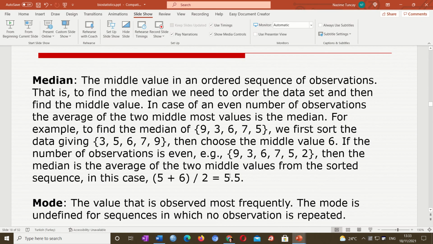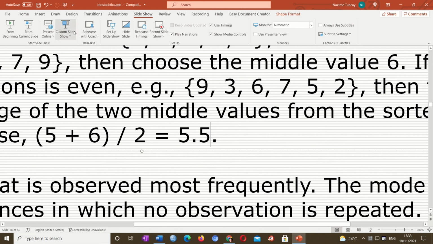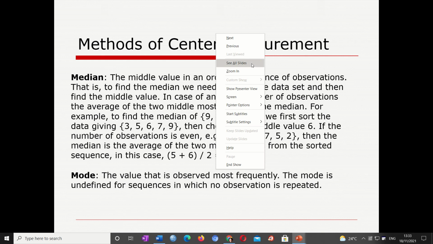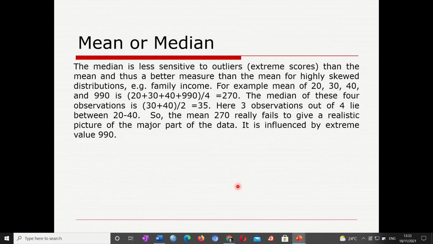We solved many questions about this. Mode was the highest frequency. Oh, wait, you cannot see, I think. Current slide. Yes, mode is the observed value with the highest frequency.